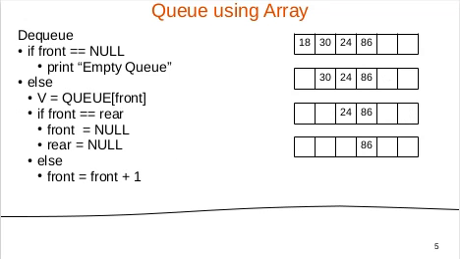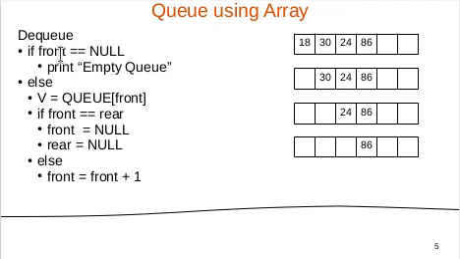Now queue using array, the DQ operation. In DQ operation we have to delete. So first we have to check if it is a blank queue. So front equal to null. Front equal to null means it is an empty queue. At first front and rear both are null when there is nothing in the queue.